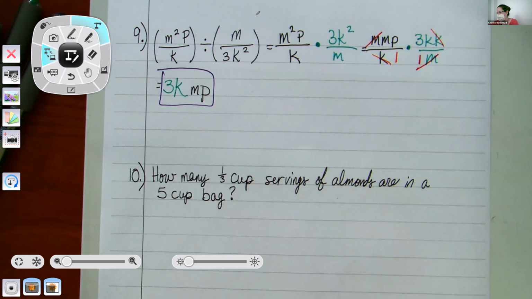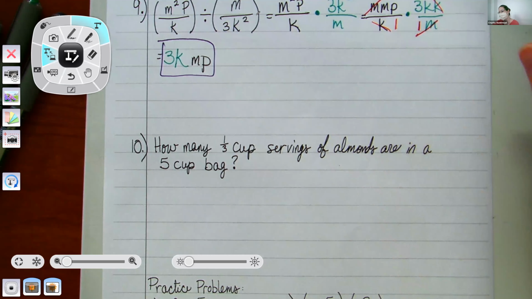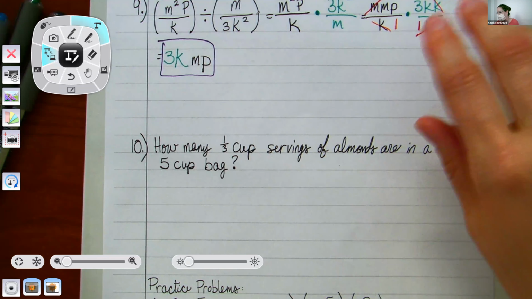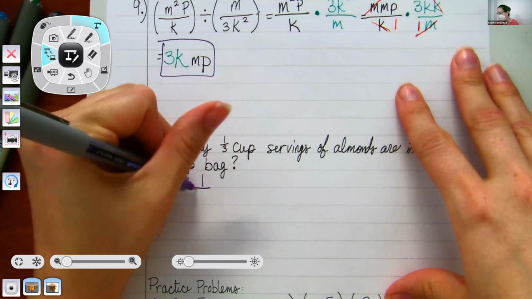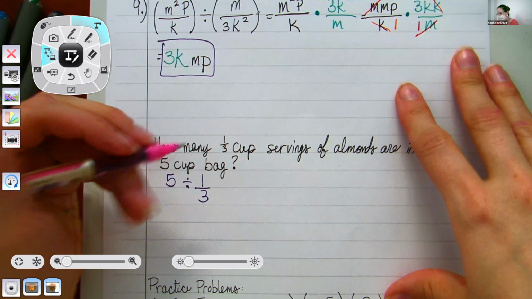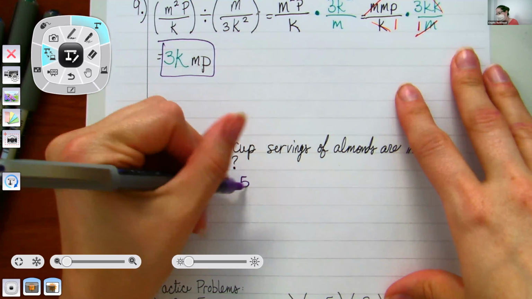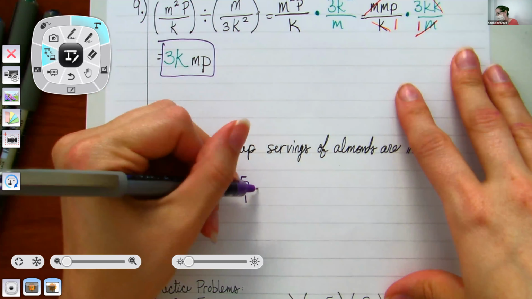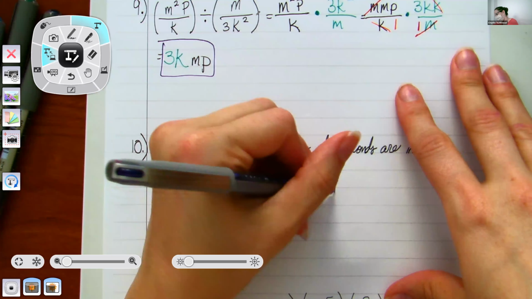Number 10 says, how many 1/3 cup servings of almonds are in a 5-cup bag? So we want to divide those 5 cups into servings of 1/3 cup. So we want to divide 5 divided by 1/3. And we know that 5 is the same thing as 5 over 1. So that's going to be 5 over 1 times 3 over 1 equals 15 over 1, which is just 15.